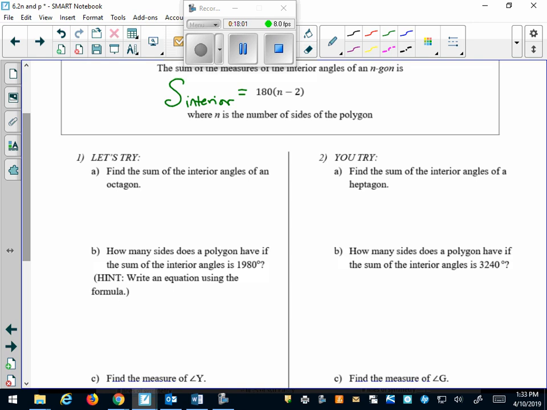So number 1a says find the sum of the interior angles of an octagon. Now I know we already did that, but let's put it into the formula. If our formula is S equals 180 times n minus 2, and we're asked about an octagon, what's n? 8. So essentially, it's going to be 180 times 8 minus 2, which we just did on the other side of this notes, right? Sum of the interior angles of an octagon was 1080.